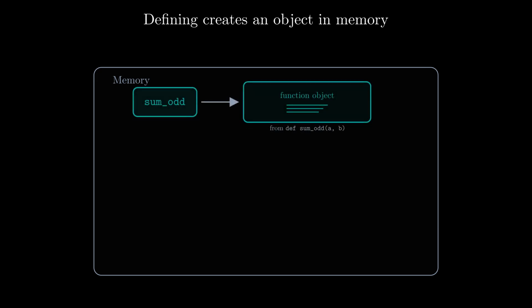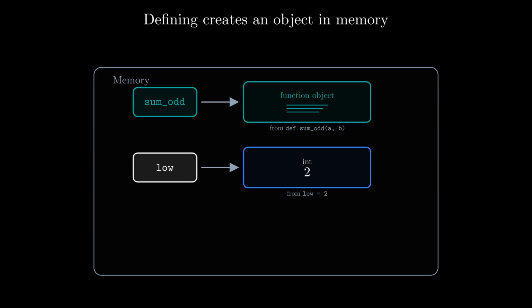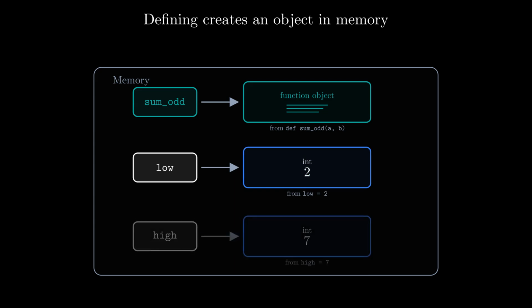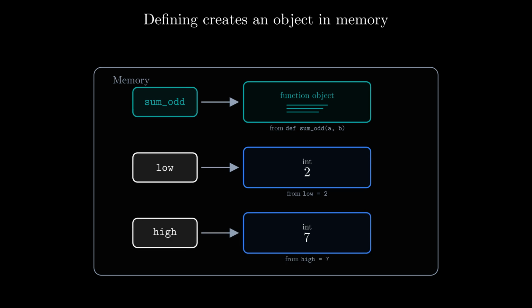Here's a key idea. A function definition simply creates an object inside memory, a function object, and its name is the name of the function. Take our function SumOdd, which adds up the odd numbers between two endpoints. Defining it drops an object into memory holding some code named SumOdd. This mirrors an ordinary variable. When we write low = 2, we create an object, the integer 2, named low. Defining the black box is the same move. It creates a function object named SumOdd. So memory might hold three objects side by side: SumOdd, low, and high.